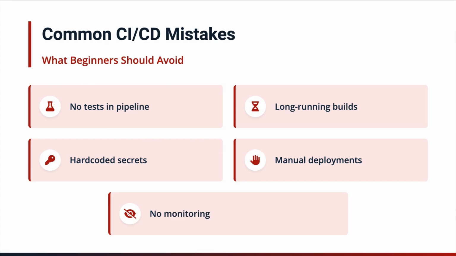Beginners often make some common mistakes. They skip testing in a pipeline. They create very long running builds. They hardcode passwords. They rely too much on manual deployments. Avoiding these mistakes will make your CI/CD journey much smoother.